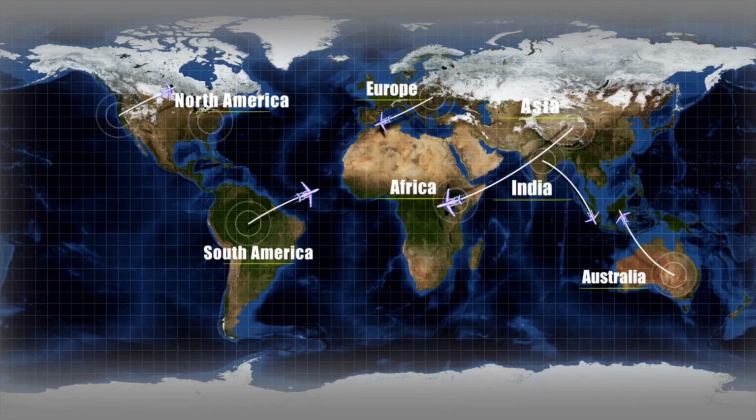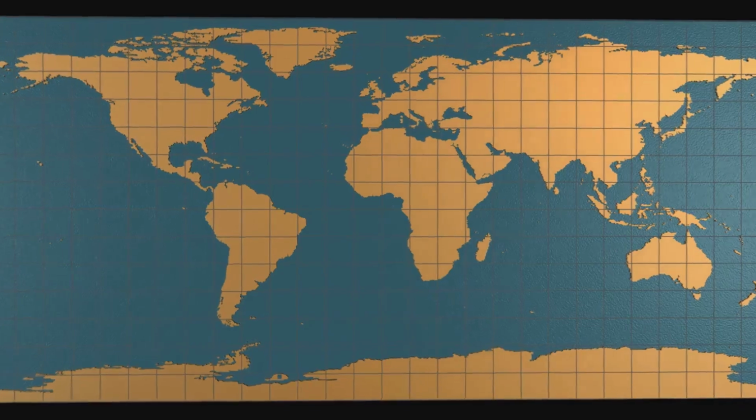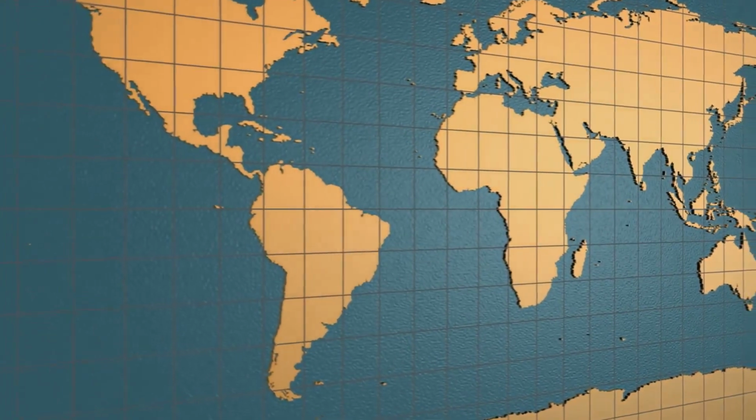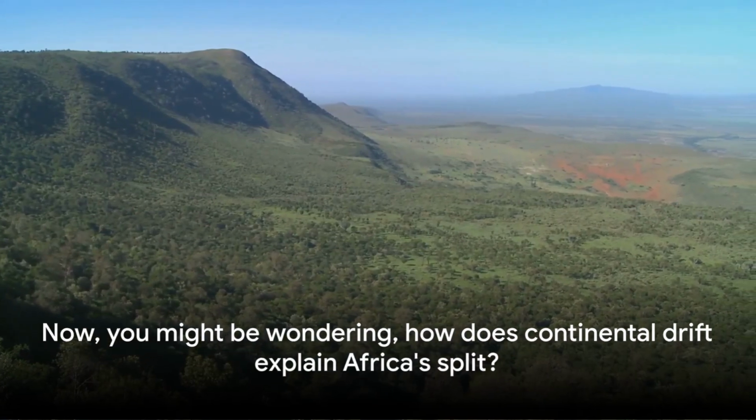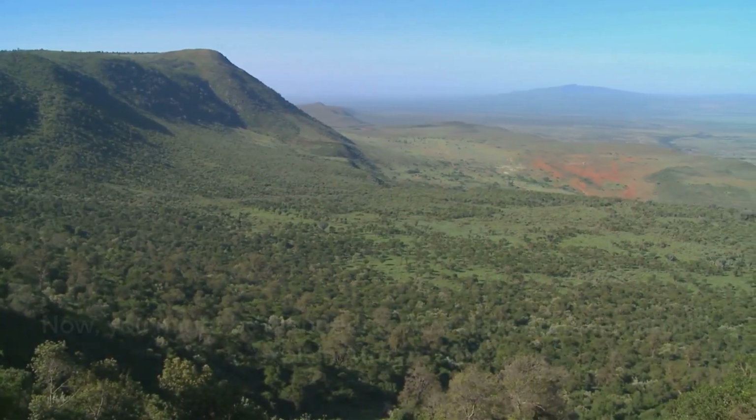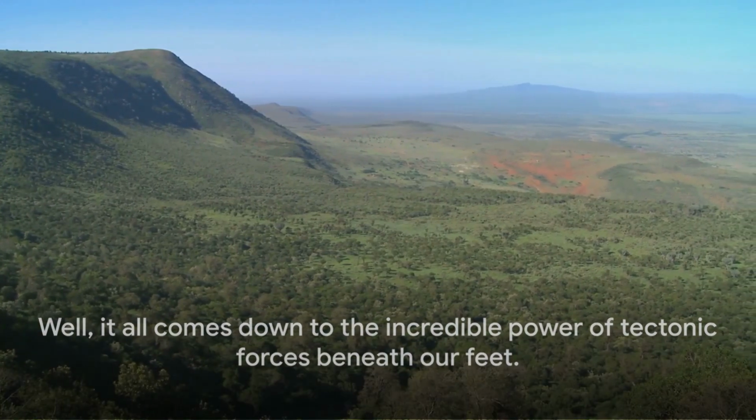Sometimes they drift apart, creating gaps that become oceans. Other times they collide, forming mountain ranges. And sometimes, as is the case with Africa, they can even cause a continent to split. Thus, continental drift is the reason why our continents are where they are today. Now you might be wondering, how does continental drift explain Africa's split? Well, it all comes down to the incredible power of tectonic forces beneath our feet.